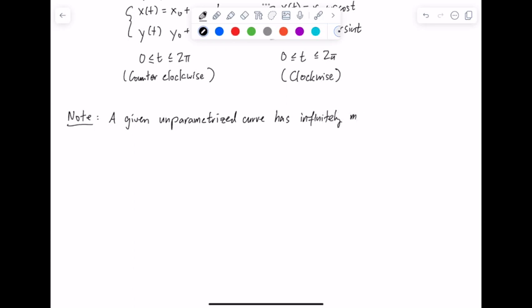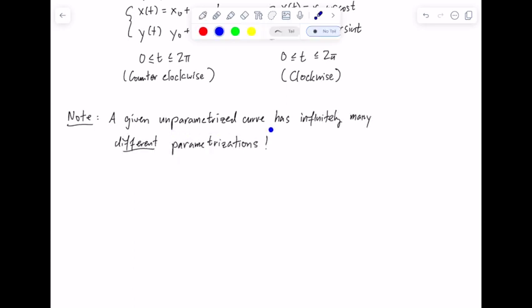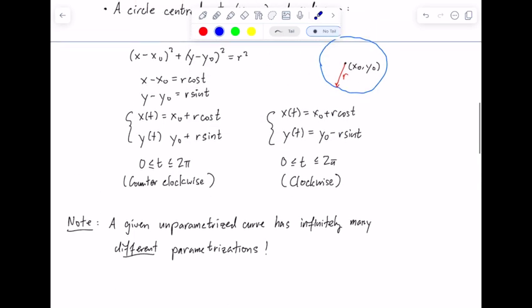So one thing we see from this above example is that given an unparameterized curve, you could parameterize it in infinitely many different ways. So here we had a circle, and we could parameterize it, well, first of all, as a counterclockwise path or a clockwise path. And clearly, as parameterized curves, they represent different movements. Furthermore, if we just adjust t to, say, 2t or 100t, then we could also traverse each of these paths at different speeds. So they all represent different movements even though they trace out the same path.